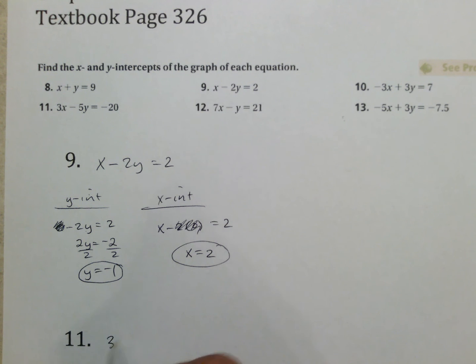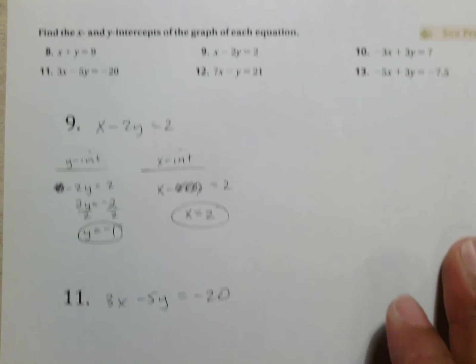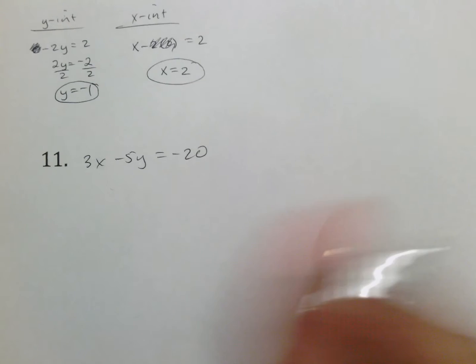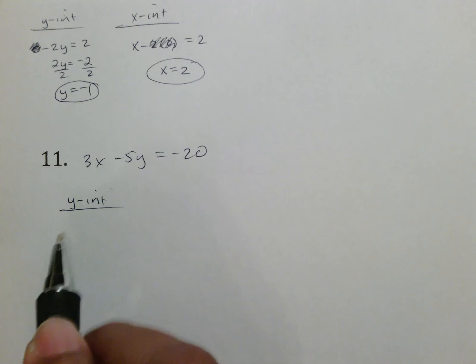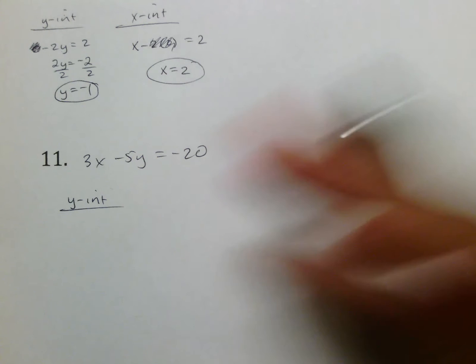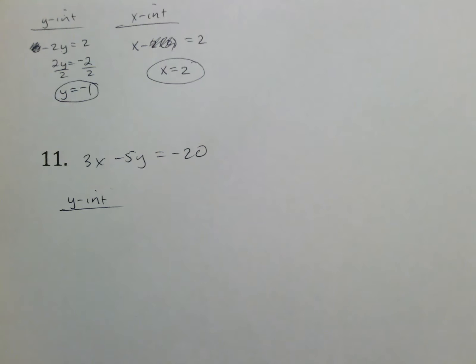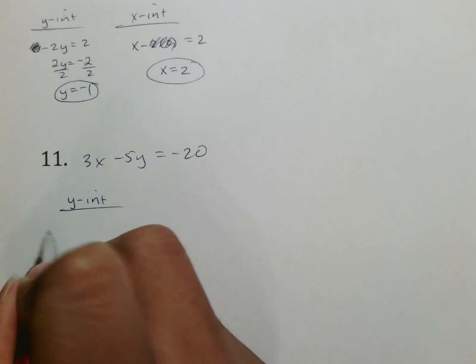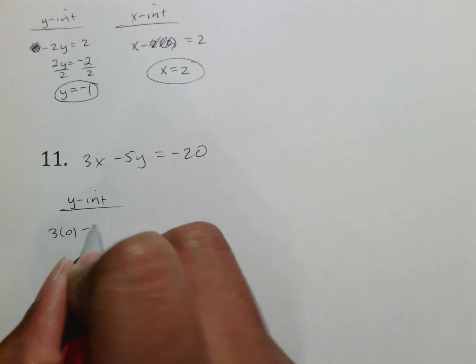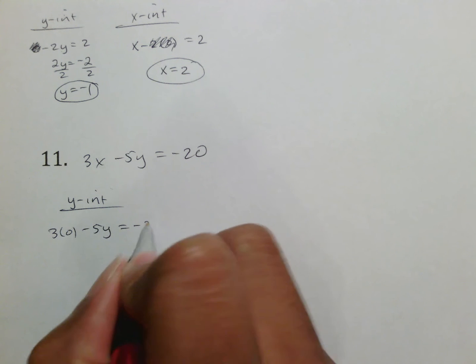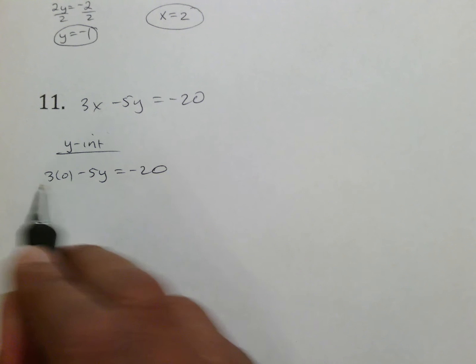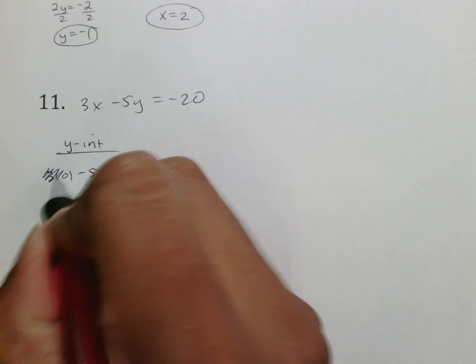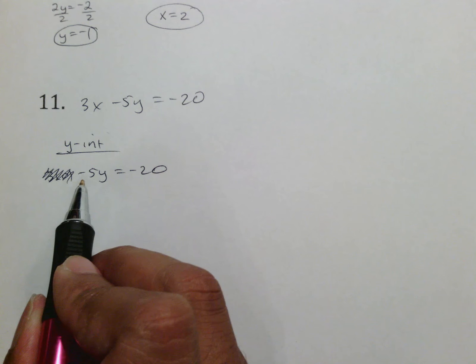Number 11 has 3x minus 5y equals negative 20. And they want the x and y intercept. So again, the first thing I'm going to do is my y-intercept. And remember again that y-intercept means I want x to go away, or I want 0 to go in for x. And so what I do now is I plug in 3 times 0 minus 5y equals negative 20, being careful with my signs. 3 times 0 means that this is going to disappear because it's going to turn into 0. Again, being careful about your sign.